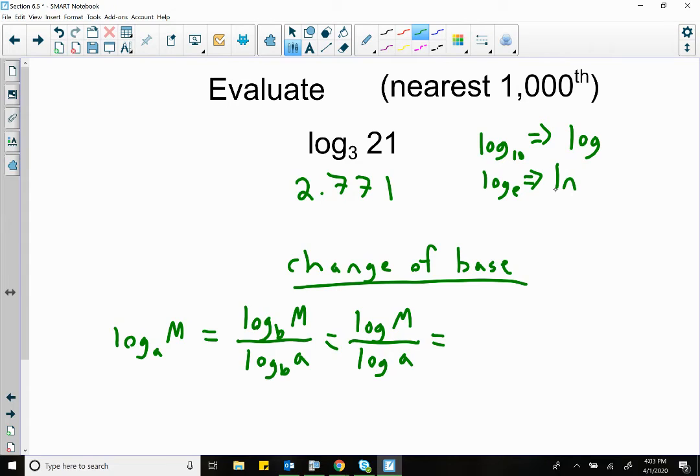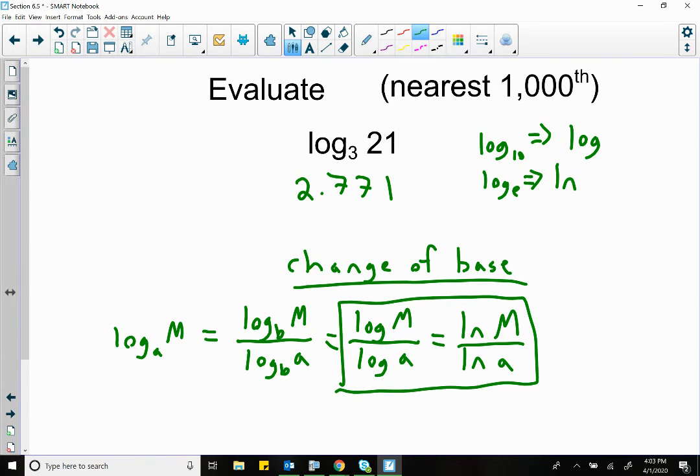Or our calculators also have ln. So you could run ln of m all over ln of a. This is what we call the change of base formula. And before we had calculators that can handle this, this is how we used to have to evaluate.